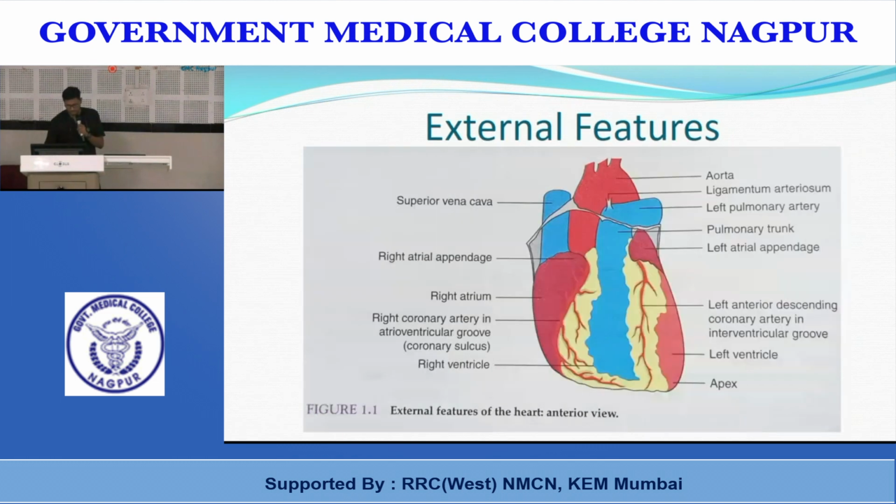Then you can see in the RA and RV there is a right atrioventricular sulcus. In the LA and LV there is a left atrioventricular sulcus. In the right atrioventricular sulcus you have the right coronary artery giving its branches. In the left atrioventricular sulcus you have the left circumflex artery, while in the interventricular sulcus, which is internally formed by the interventricular septum and externally by the sulcus, you have the left anterior descending artery.